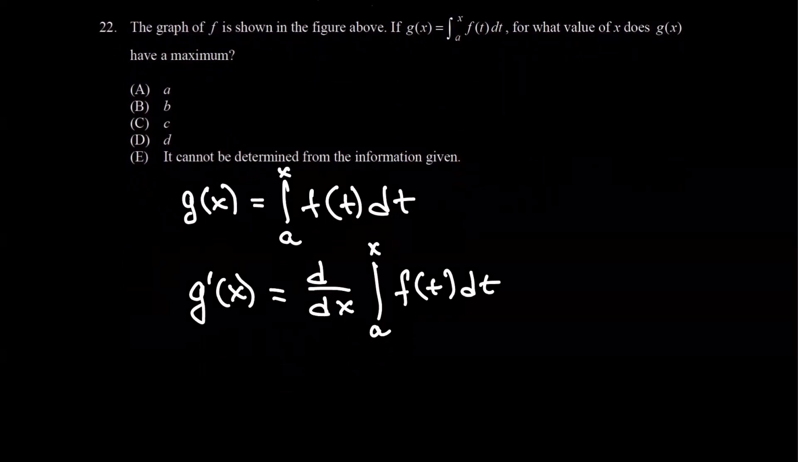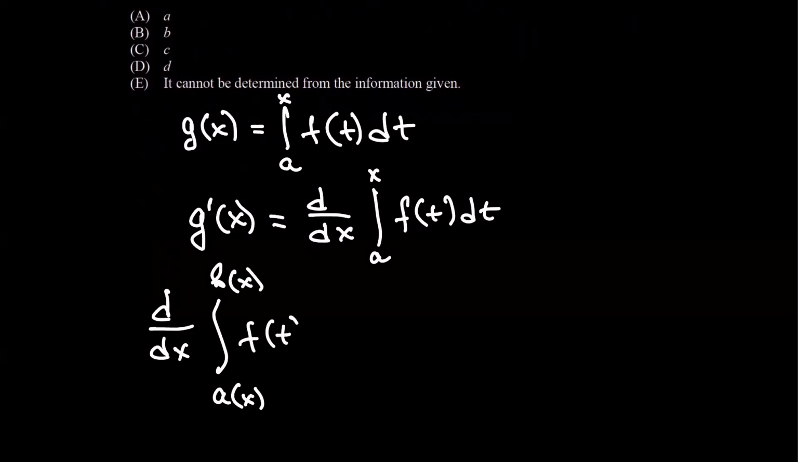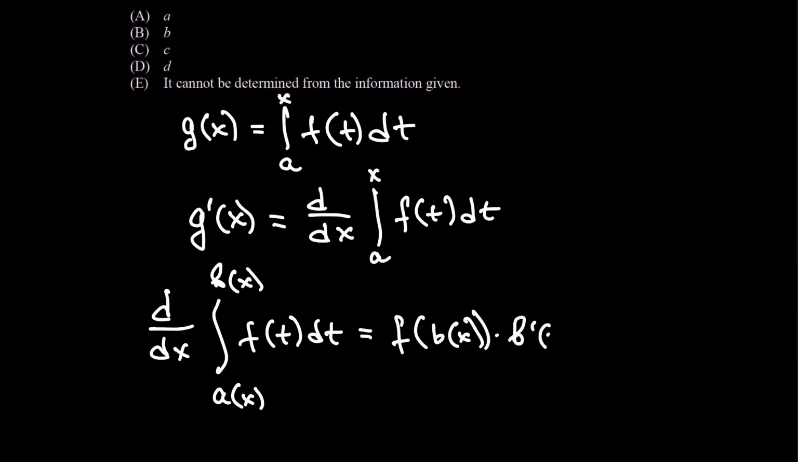And let's make it a little general here in the following sense, that the limits of integration are also a function of x. So d over dx of the integral from a, which is a function of x, to b, which is a function of x, of f of t dt. The formula is that this is equal to f at the value b of x times the derivative of b of x with respect to x, minus f at the value of a of x times the derivative of a of x with respect to x.